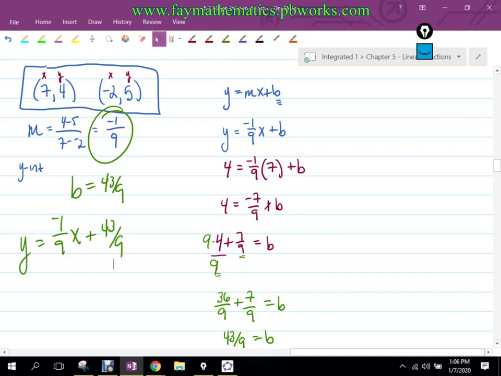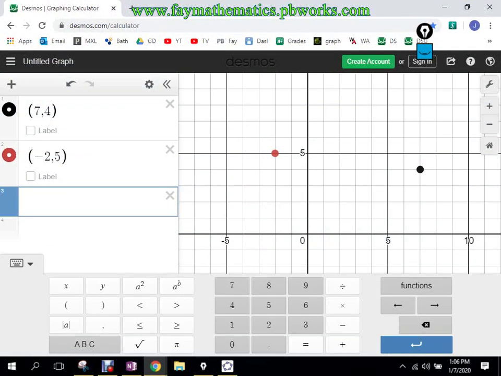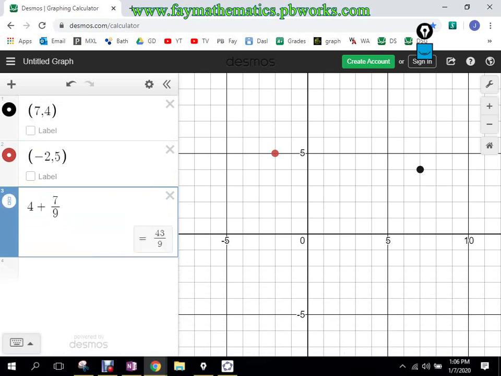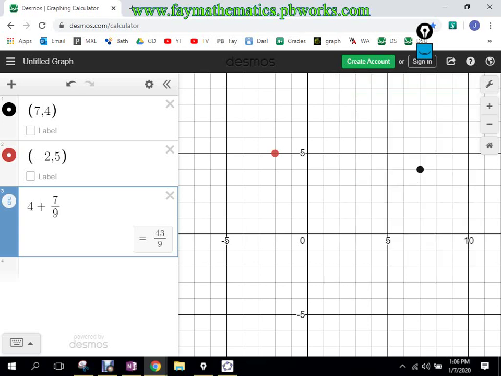Now, I know we had this situation here. If you can get to this right here, can I just go to Desmos and type in 4 plus 7/9, get that number there, click that, and give me my 43/9? So you can use that. My suggestion is don't overuse that. Use it responsibly, so that you actually learn how to add fractions.